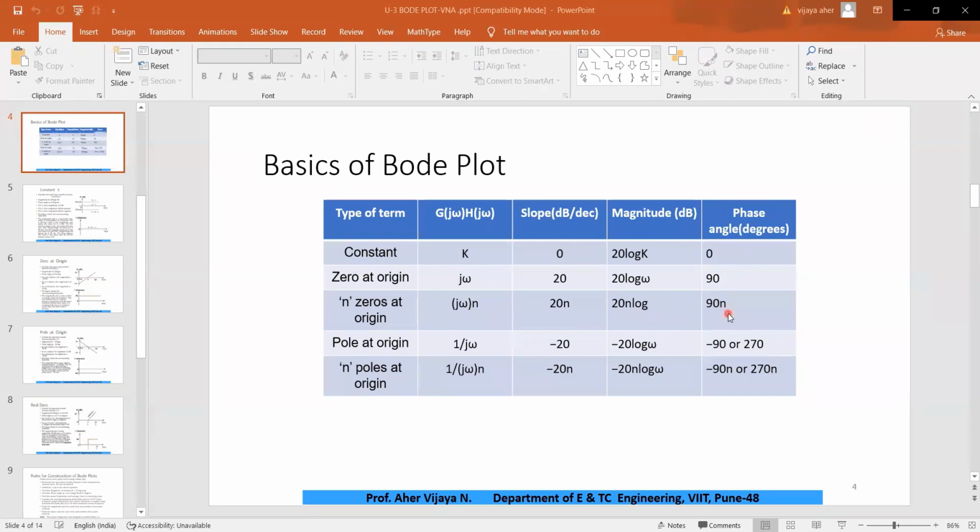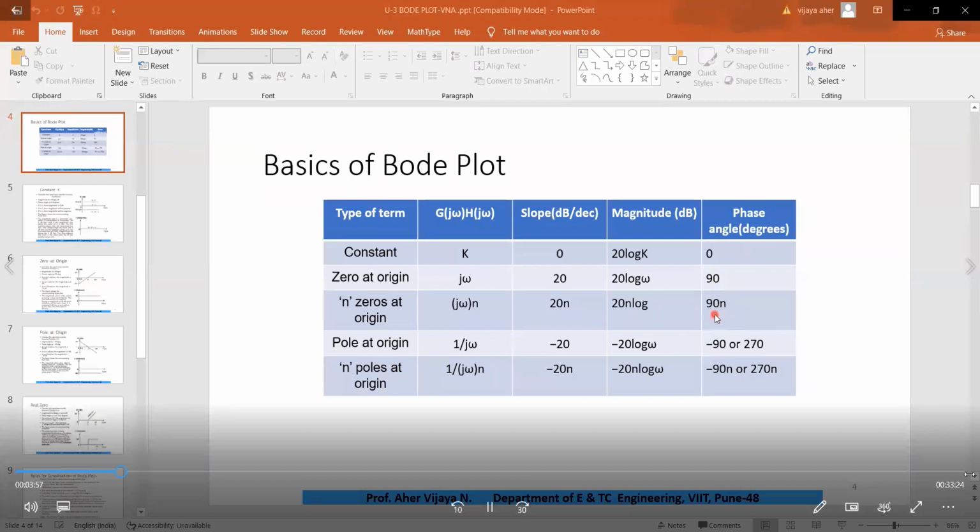And phase angle is 90 degree into number of zeros. N is nothing but n zeros, not poles. I am talking about zero. So n number of zeros at origin. So you have to multiply that n number of zeros into 90. That is nothing but phase angle, right? So this is what about zeros.